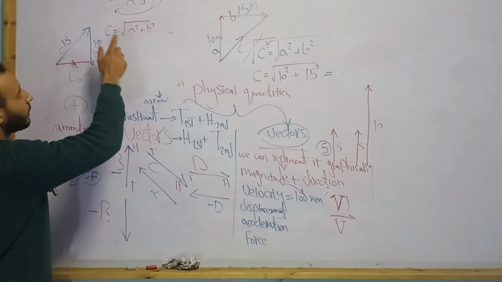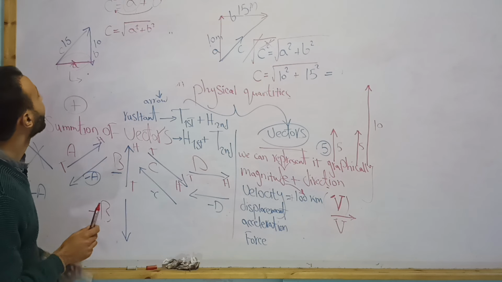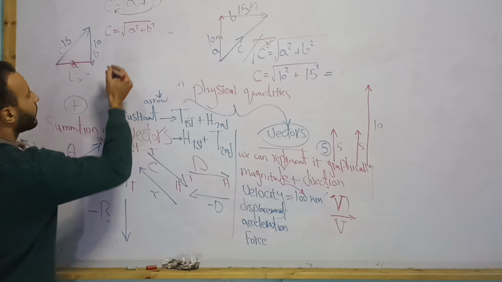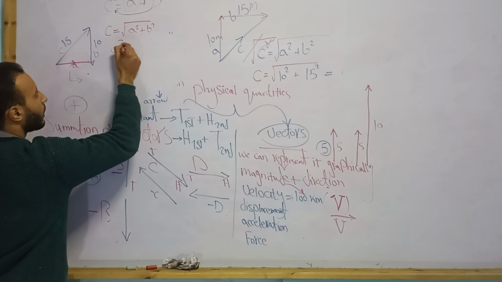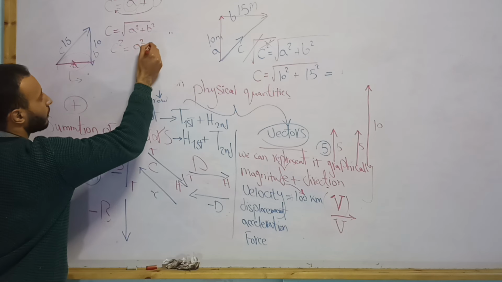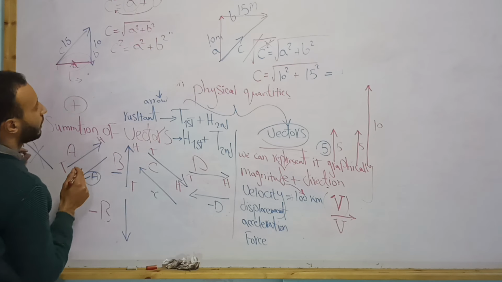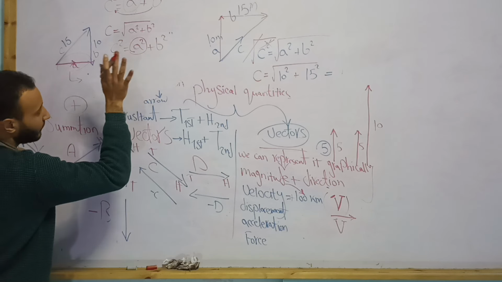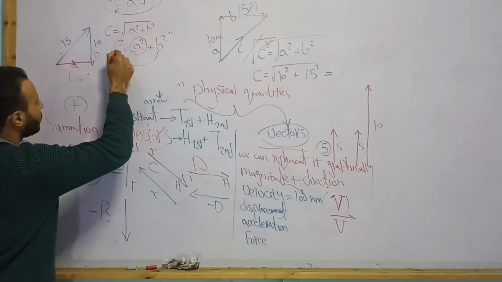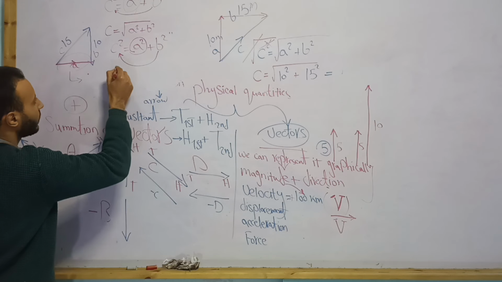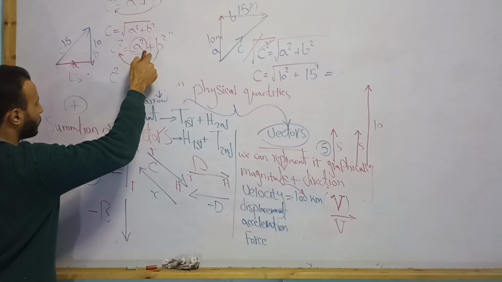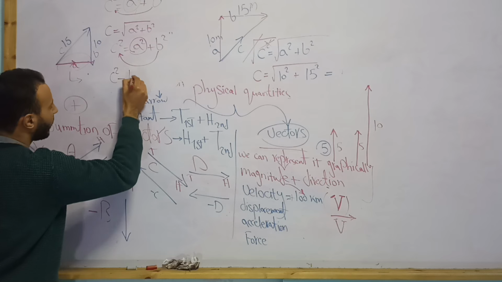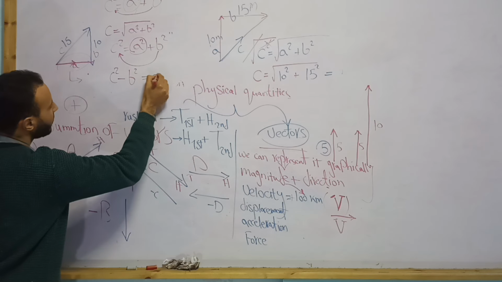I'll write it here again because I know the upper part doesn't appear in the video. So again, c square is equal to a square plus b square, and we need to get the a. So leave the a in its place, and move the b to the other side. So c square minus, because this one is positive and goes to the other side as negative, c square minus b square is equal to a square.